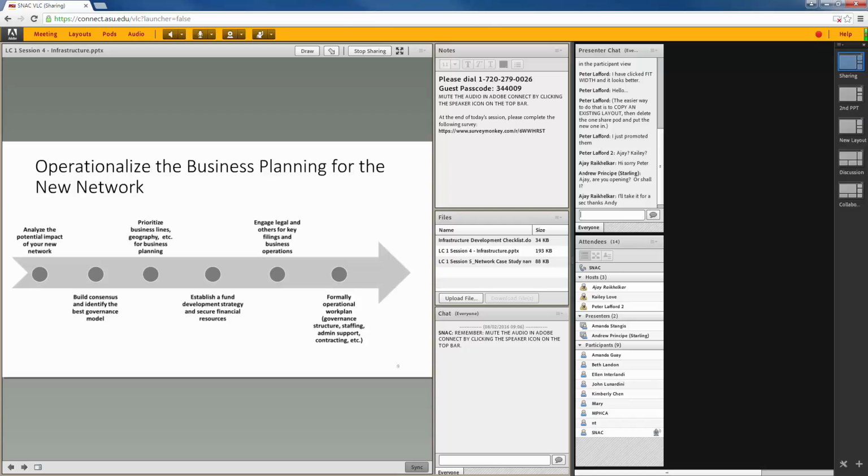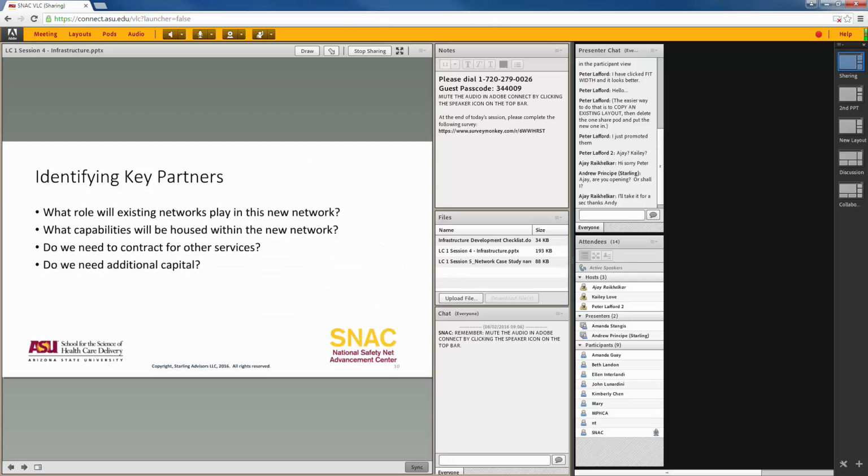It's not always quite this clean. It's not always a perfect stepwise process. But these are the types of things that we find help make the experience of developing these types of networks, first of all, more likely to succeed, but also a lot less painful on those involved in actually developing and building the network.